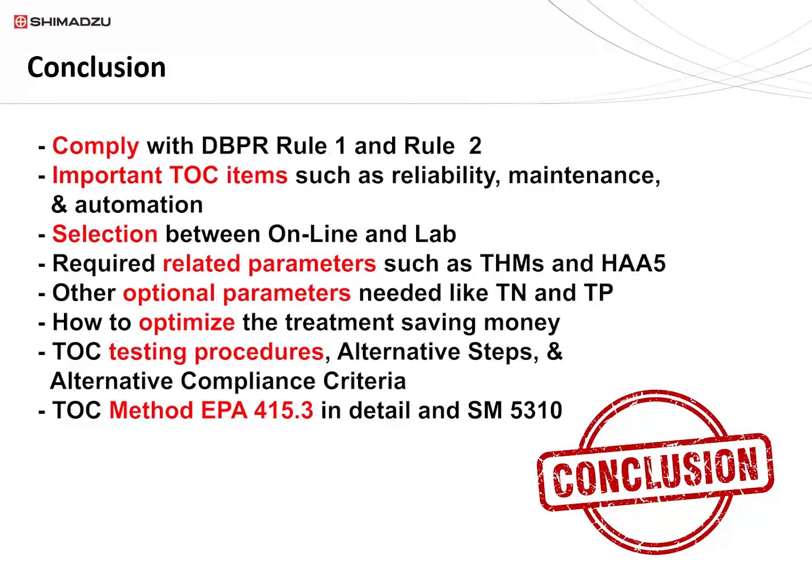In conclusion, I think we've learned to comply with the disinfectant byproduct rule 1 and 2, the importance of tier C items such as reliability, maintenance, automation, selection between online and laboratory units, required related parameters such as THMs and HAA5s, other optional parameters needed like TN, total nitrogen, and TP, total phosphorus, how to optimize the treatment to save money, TOC testing procedure, alternative steps and alternative compliance criteria, and TOC method EPA 415.3.